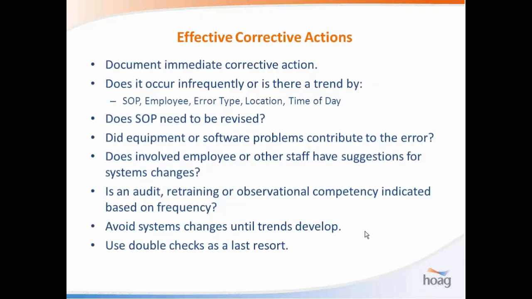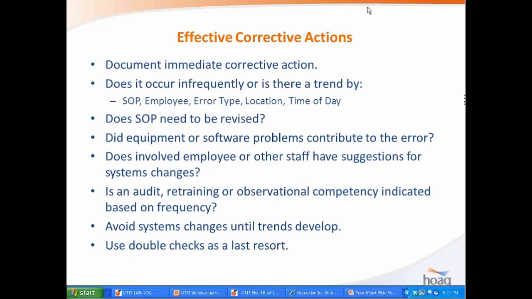So we've talked about effective root cause analysis. Now, what makes for effective corrective actions? Well, one of the things the FDA shared with us early on is it's important to document the immediate corrective action. What did you do to keep that error from getting even worse once it's been discovered?